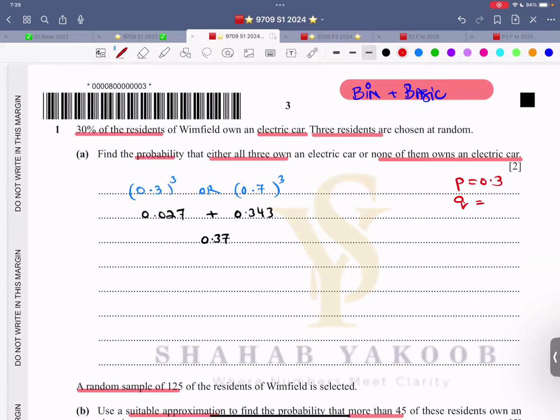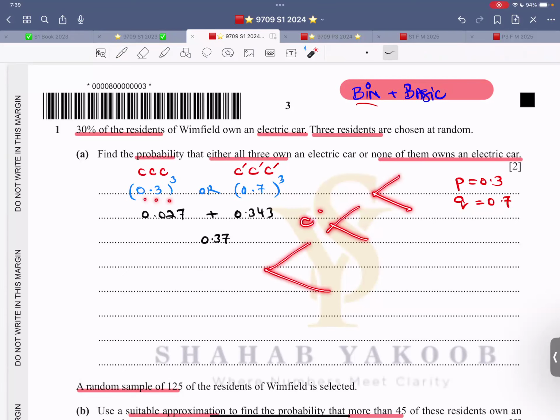And probability of failure is 0.7. So all 3 own a car, that is, they have the car, or all 3 do not own a car. This can be considered binomial also, but I'm just doing it using the simple method, that is 0.3 into 0.3 into 0.3. That means if this was a tree diagram, this is car, 3 probabilities multiplying by itself, the same probability multiplying by itself 3 times. And this is failure multiplying by itself 3 times. It's either this or this. Write down the answer for both, add it up.